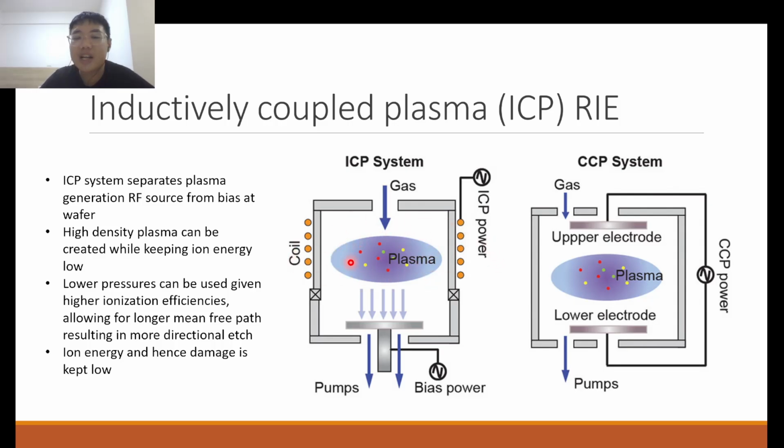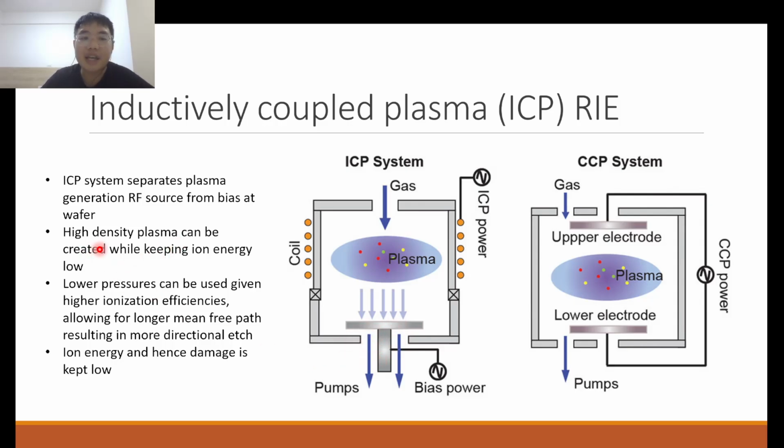So you can think of the ICP power over here as generating the plasma and controlling the ion density, the ionization efficiency of the plasma. And the bias connected to your wafer below controls the energy of the ion bombardment, because it controls the electric field that exists at the wafer surface. So it separates plasma generation from the bias at the wafer.